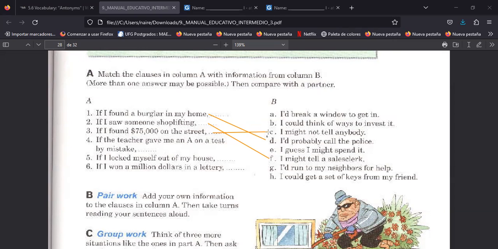So remember that more than one answer may be possible. So you can repeat one if you want to. I think that letter C. Yeah, C again. Yeah, indeed. Okay, so how about the next one?